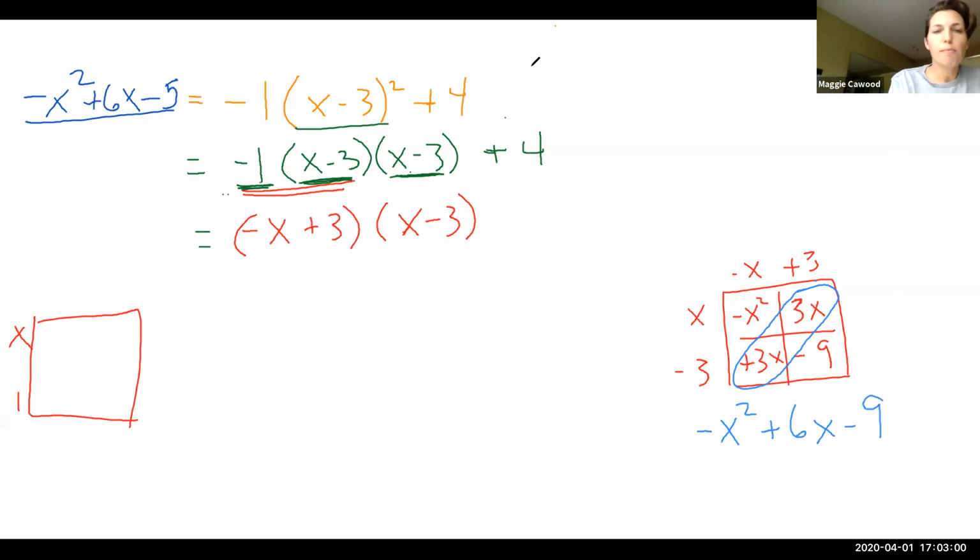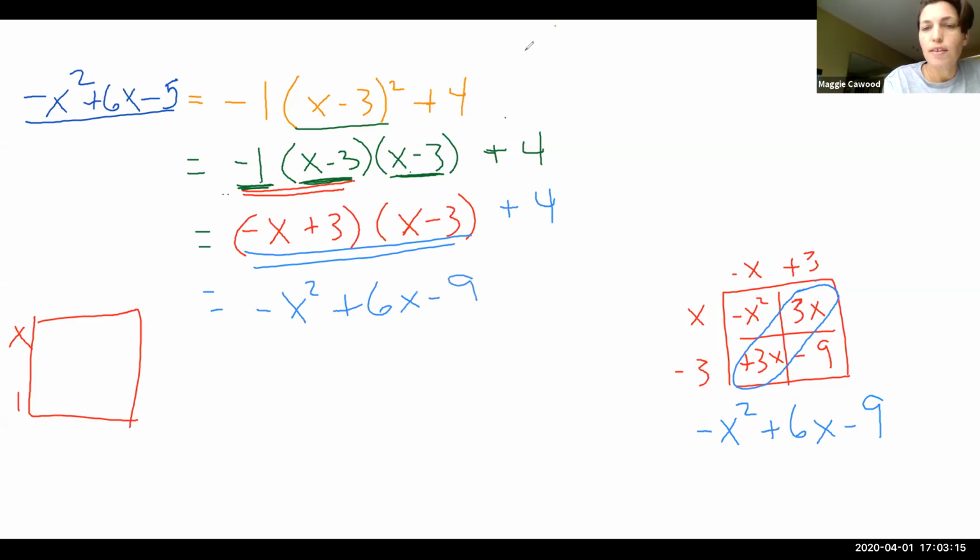All right, so let's move that back up here. I don't want to forget about this plus 4, it's still there, right? So these two combined together gave me what's in blue, negative x squared plus 6x minus 9, and I still need this plus 4. So I can put those two together and get negative 5. Negative x squared plus 6x minus 5. Check it out, negative x squared. All right, we are good.